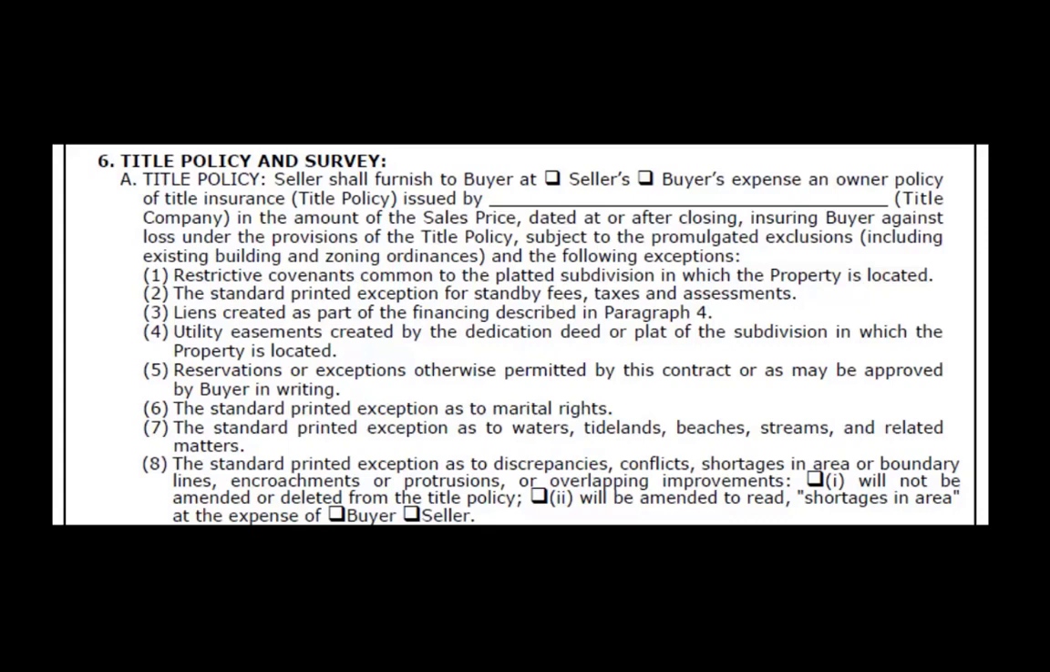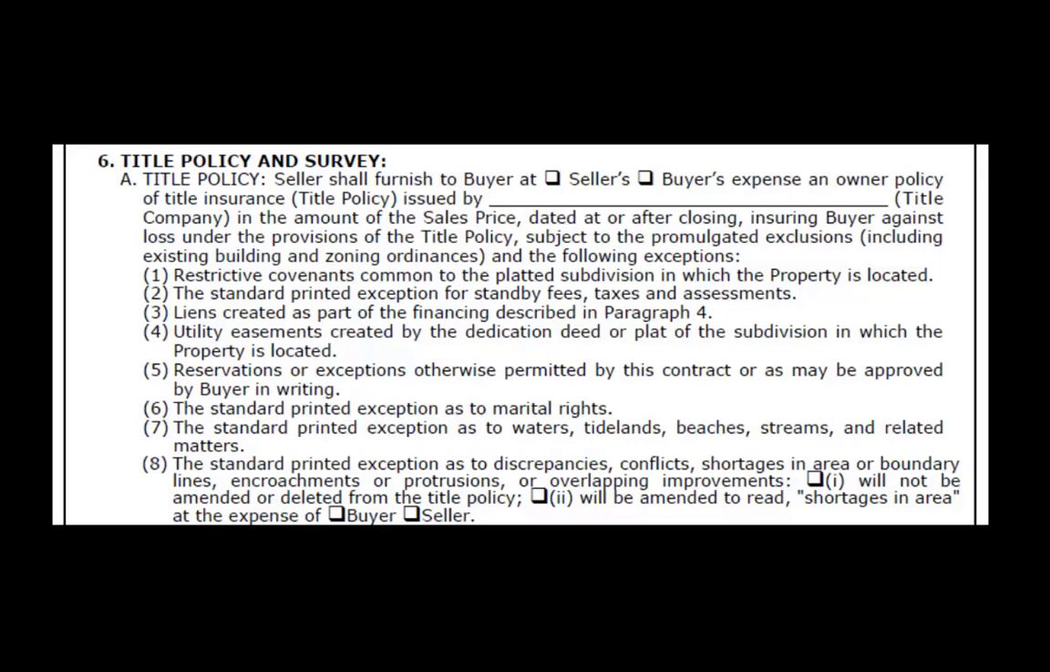So let's back up for just a second and talk about the practical application of this paragraph a little bit more. Okay, first line, it says that the seller shall furnish to the buyer, at the seller's or buyer's expense, one of these policies. The seller is usually who is negotiated to pay for the title policy in most traditional transactions, but the buyer certainly can. The title policy cost is going to be somewhere in the ballpark of about 1%.